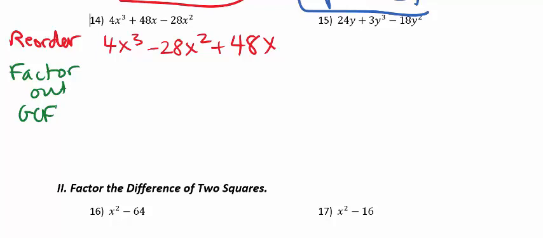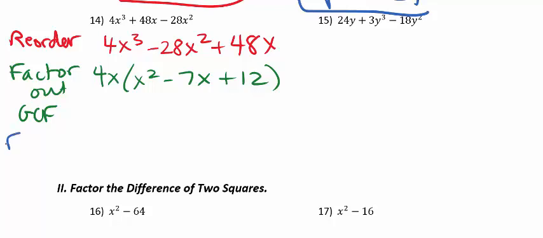Well, all three terms are divisible by 4, so we can pull a 4 out of all of them, and they all have an x in them, so we can pull an x out as well. And we're left with x squared minus 7x plus 12. 4x times x squared is 4x cubed. 4x times negative 7x is a negative 28x squared. And a 4x times 12 is going to be a 48x.